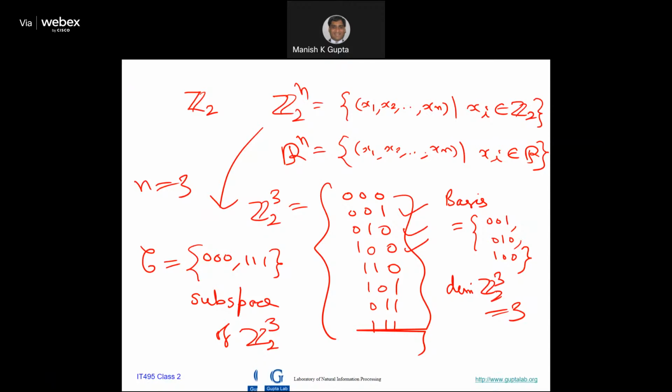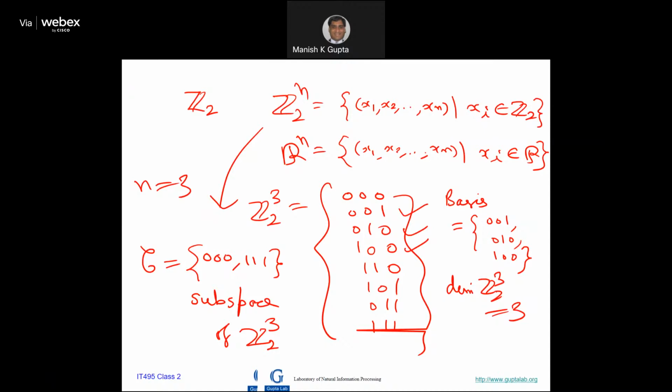How many 2-dimensional subspaces? Because 2 is still less than 3, right? So for 2 dimensions, you can take any 2 vectors which are linearly independent. For example, these 2 will give you a 2-dimensional space. How many vectors are there? What are the vectors in the 2-dimensional space here? 0, 0, 0, 0, 0, 1, 0, 1, 0, and their sum, which is 0, 1, 1. All 4 will be a 2-dimensional space, right?